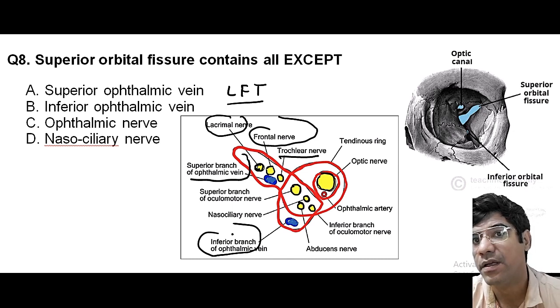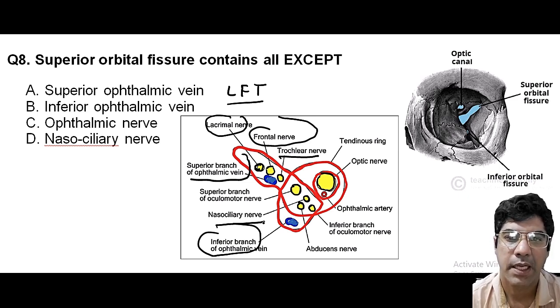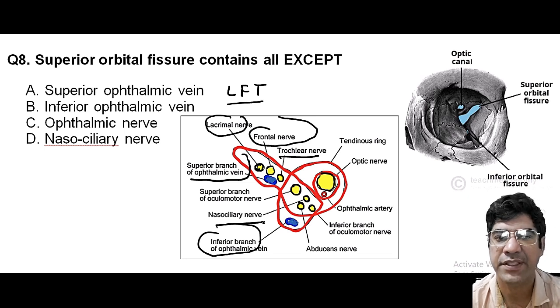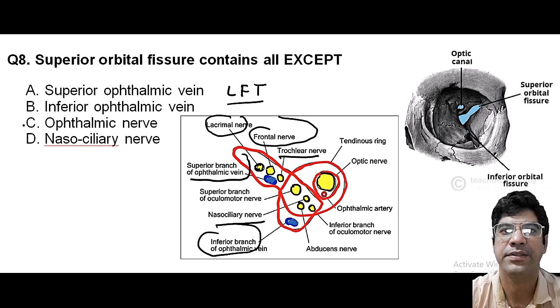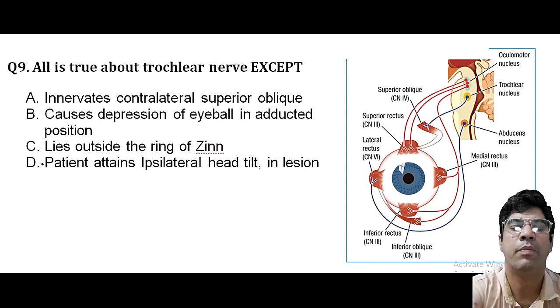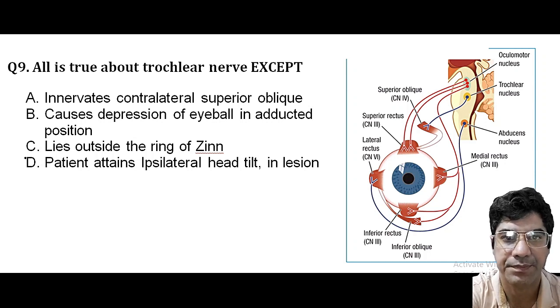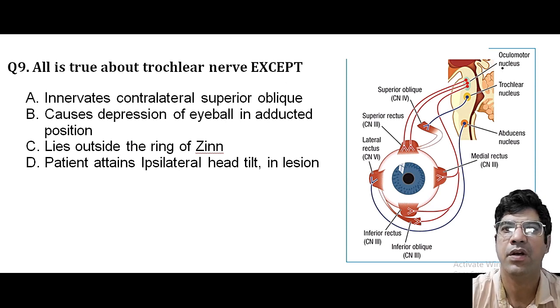Nasociliary nerve, it is a branch of ophthalmic nerve that passes through the superior orbital fissure. It carries sensory fibers and provides innervation to the nasal cavity as well as the cornea of the eye. So your answer here is C. Moving to next question. All is true about the trochlear nerve, except. Well, the trochlear nerve, which nerve is that? Cranial nerve 4.